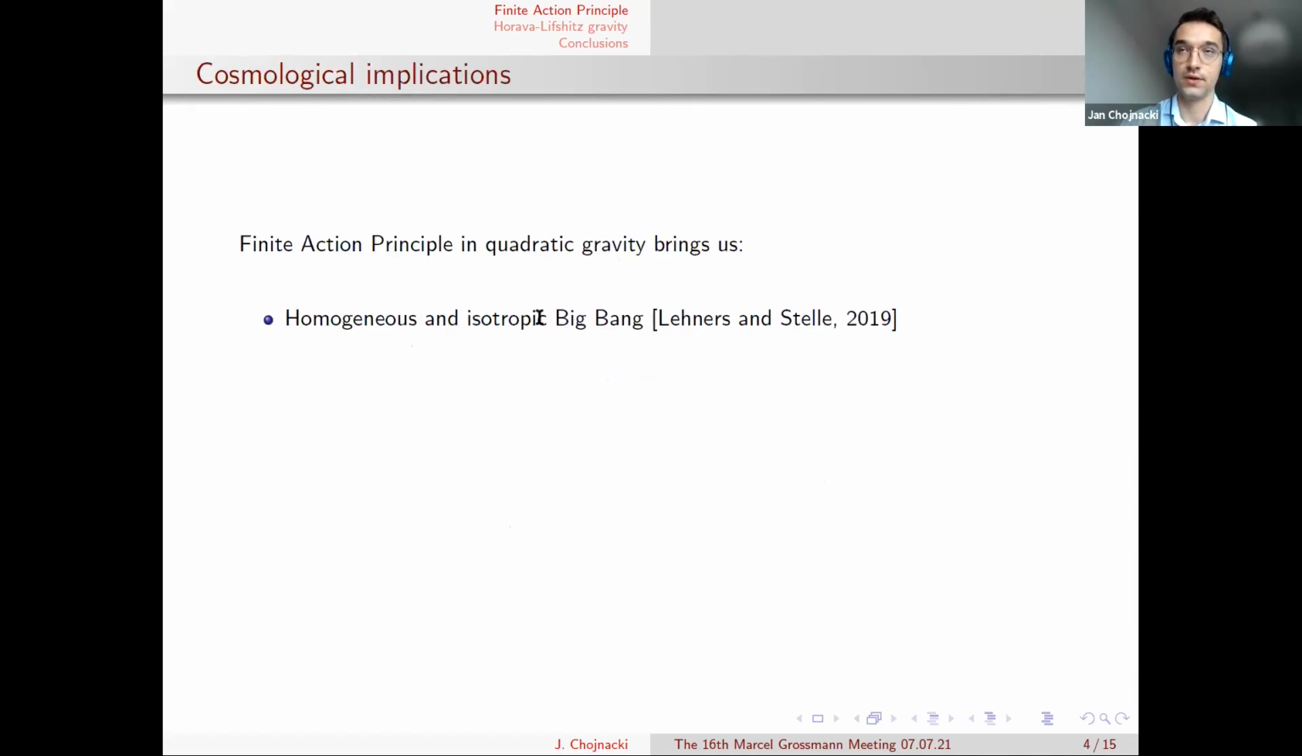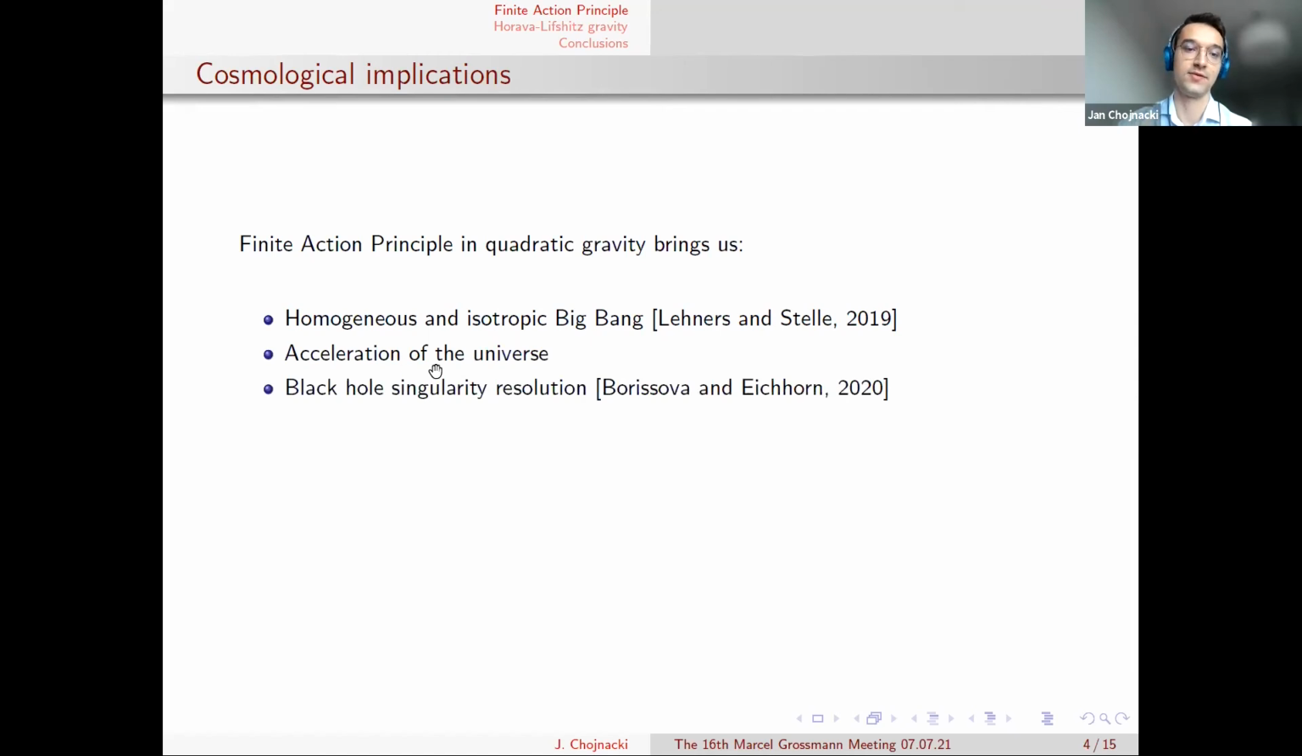And so far, there have been a lot of cosmological predictions stemming from quadratic gravity, from this Lagrangian that Jan showed you previously. For example, 2 years ago, Lanier and Stell showed that the Big Bang of quadratic gravity, based on the finite action principle, was necessarily homogeneous and isotropic. So all of the anisotropies and inhomogeneities were dynamically excluded from the probability amplitudes. Moreover, such a universe would be accelerating, which is a nice thing to have in your universe.